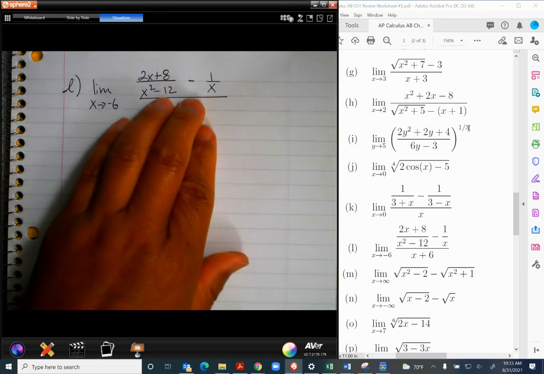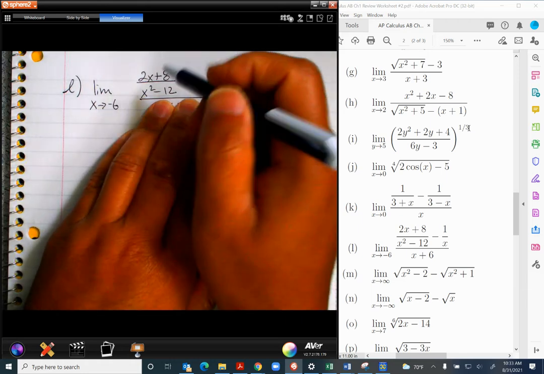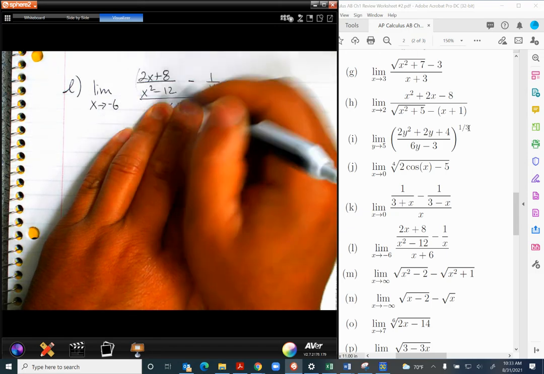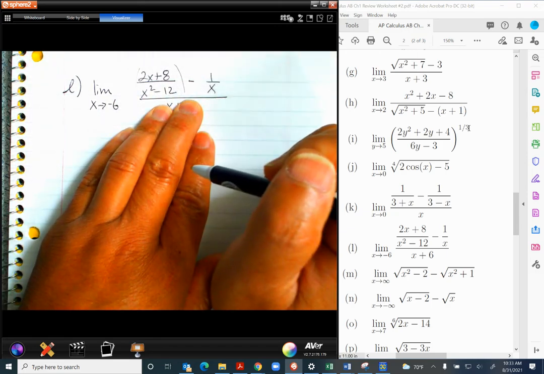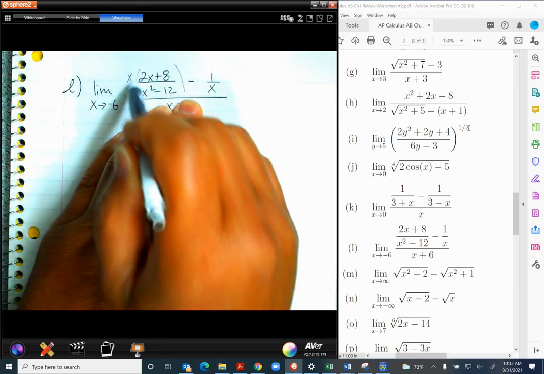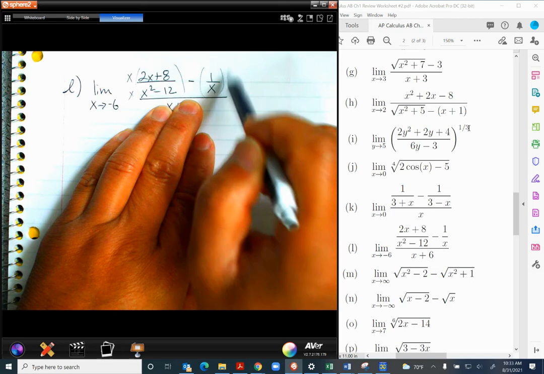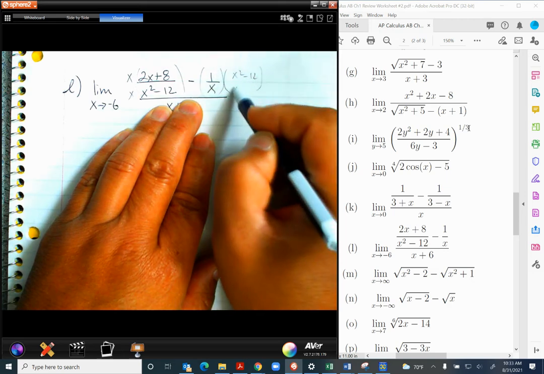So how do I simplify those two fractions from elementary school? What do you need to have in order to combine two fractions? You need to have a common denominator. So I need to multiply this one by x and x. I need to multiply this one by x squared minus 12 and x squared minus 12.